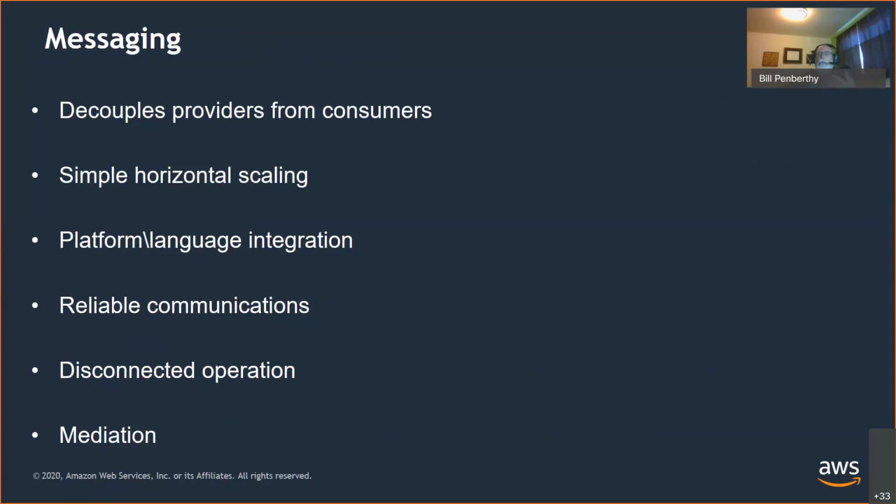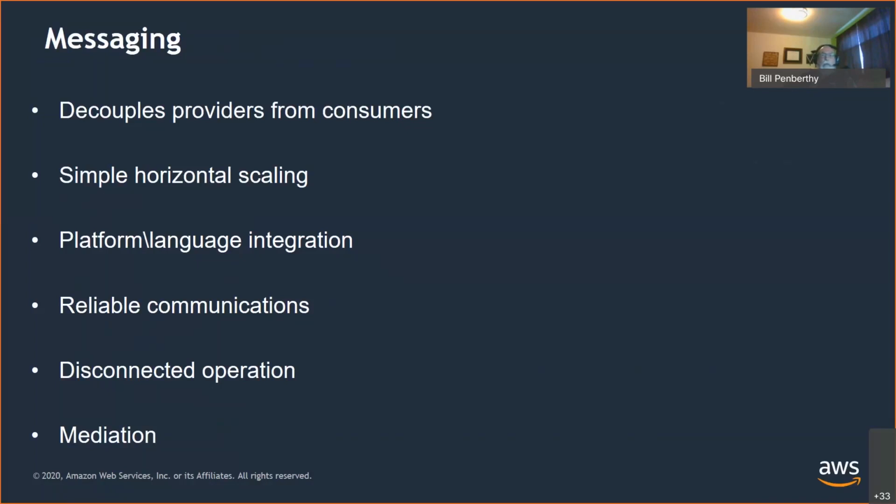First, a messaging system decouples providers from consumers. This means that a consumer does not have to know where to go to find information that they care about. They just need to be able to recognize that information as it goes by so they can pull it out and act on it. The second is that the use of messaging provides simple horizontal scaling. If the machines that are handling messages are being overworked, you can simply add more.